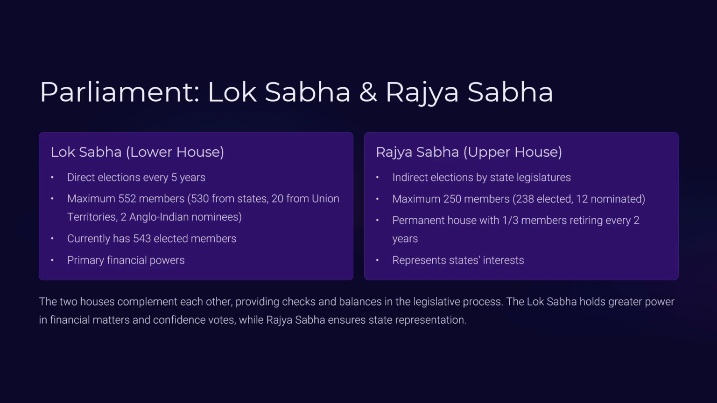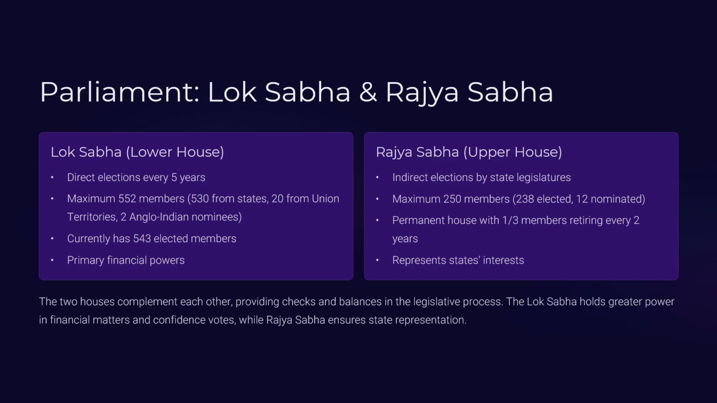So let us discuss our Parliament. It consists of Lok Sabha and Rajya Sabha. Lok Sabha is considered the lower house and Rajya Sabha is the upper house. In Lok Sabha, there are direct elections every 5 years, with a maximum of 552 members: 530 from states, 20 from union territories, and 2 Anglo-Indian nominees. Currently, it has 543 elected members.